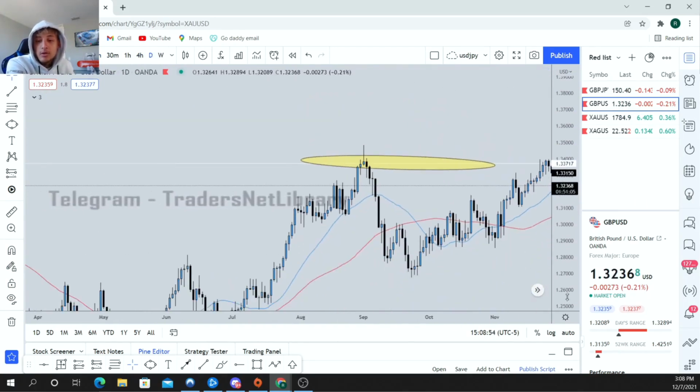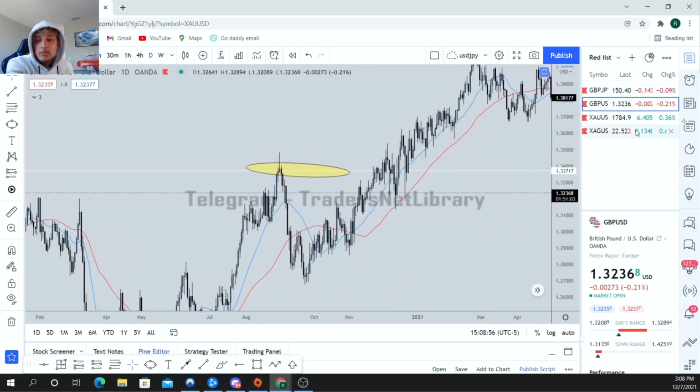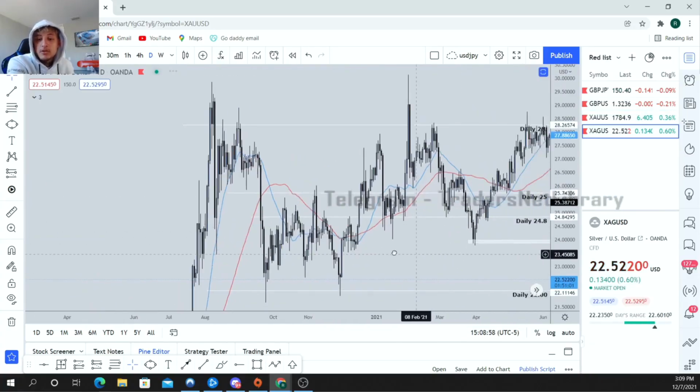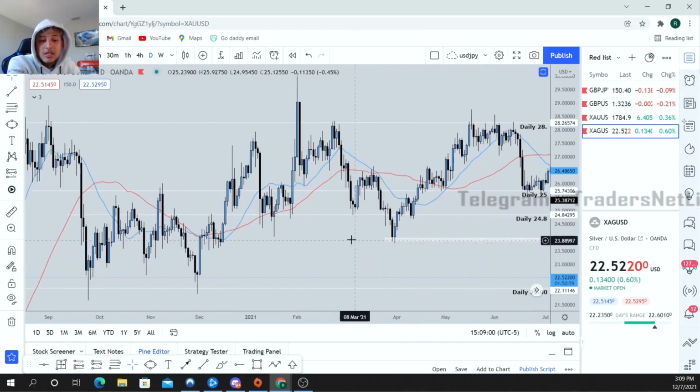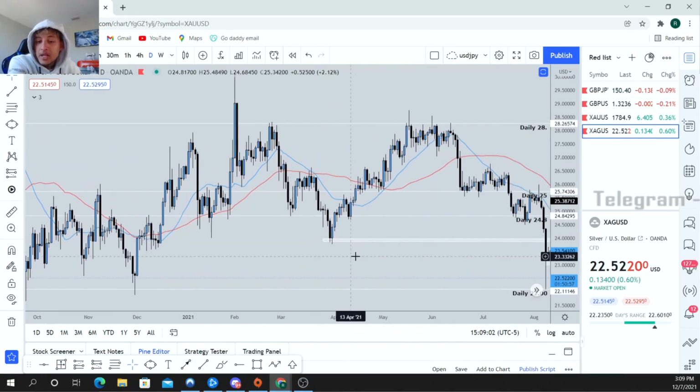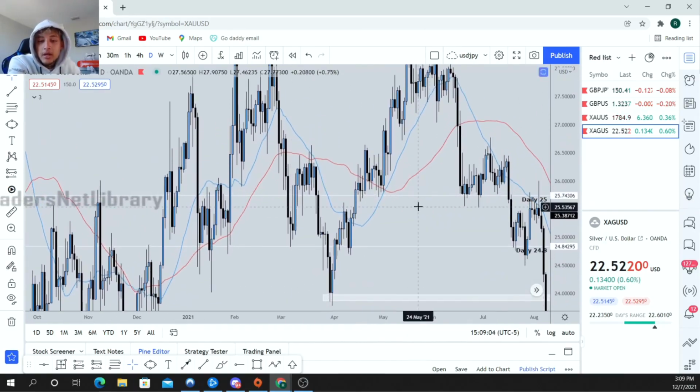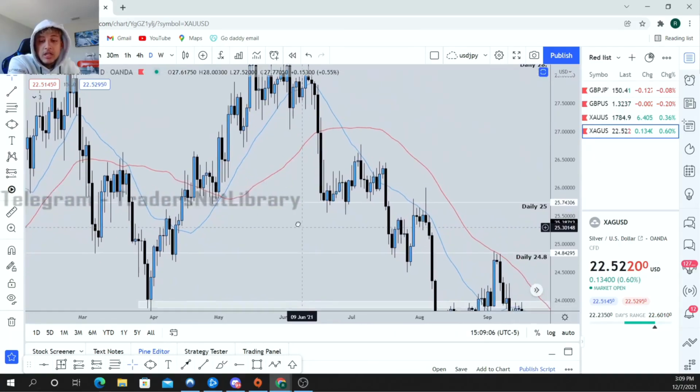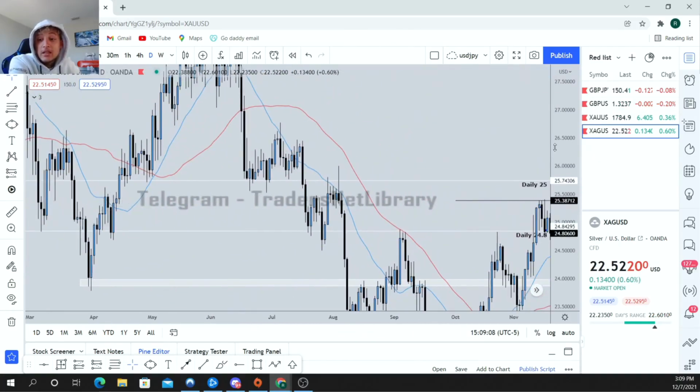You guys got to remember though, just because you see a break and retest doesn't mean it will always play out in your favor. There's going to be times where the break and retest looks very clean, but it's not going to always play out in your favor. Now, what we can also see here is we're on a daily time frame right now.